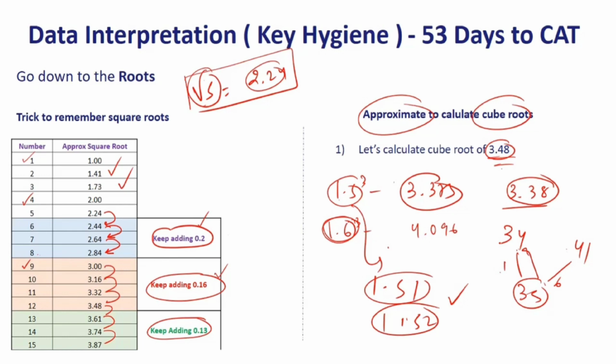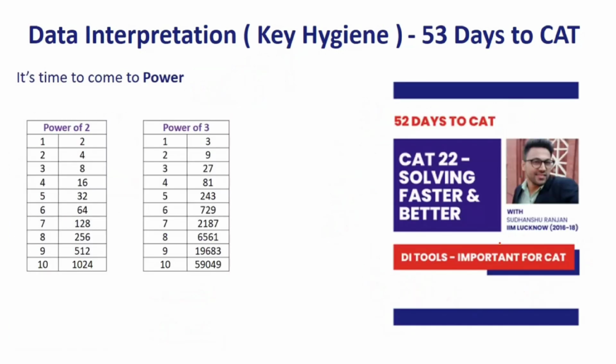And finally, moving forward to, let's say, powers. Some powers that we have to remember: power of 2 at least till 10 and power of 3 at least till 5. So every day 5 minutes is quite enough to improve on this aspect and gain on the speed for data interpretation.